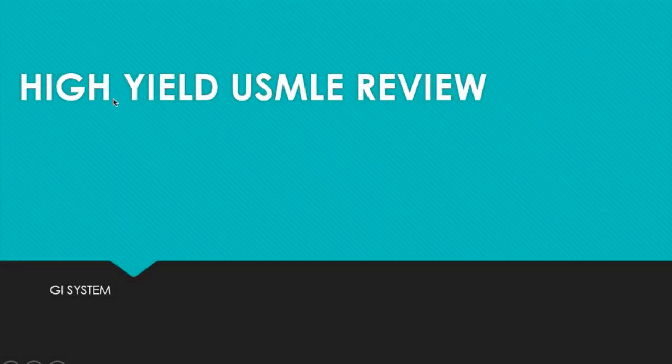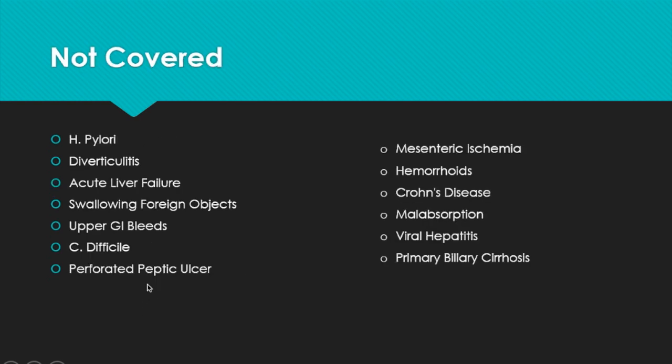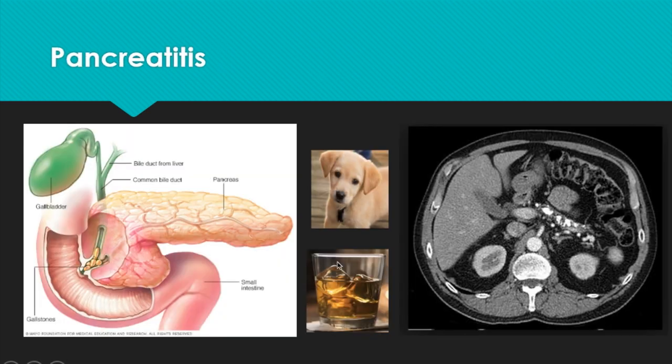In this session, we're going to cover the high-yield USMLE material commonly tested on the GI system. We're only going to focus on these topics, really the highest yield that there are. There are many other topics that are also commonly tested. We're not going to cover them in this video. Trying to make a follow-up video covering those. There are no disclosures. The first thing that we're going to talk about is pancreatitis.